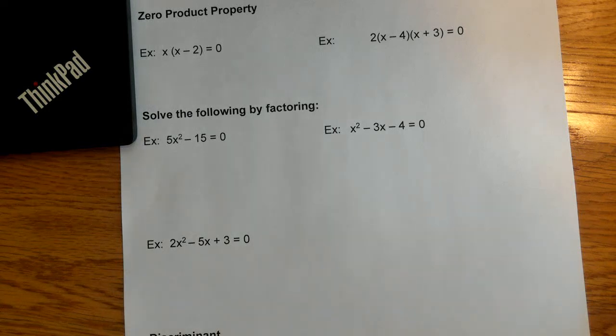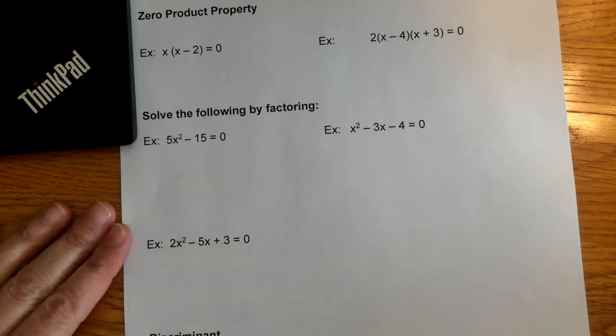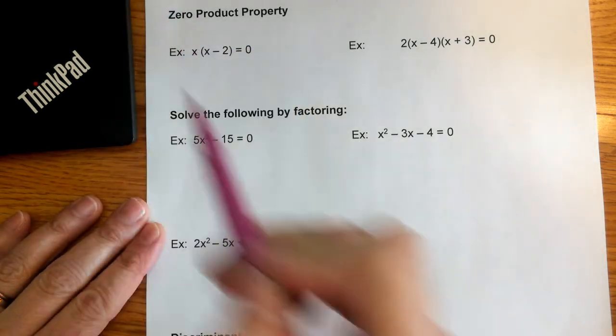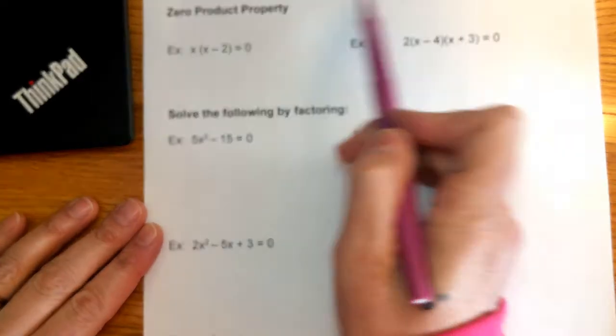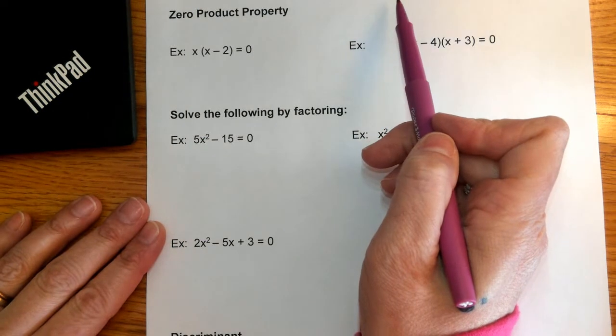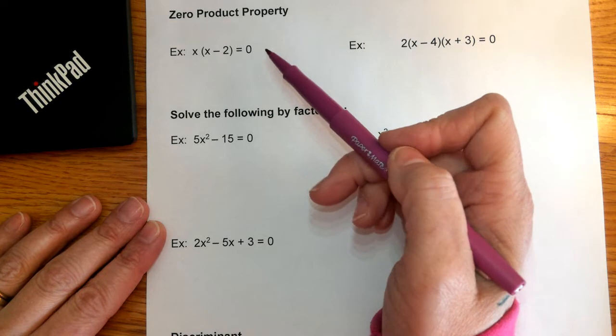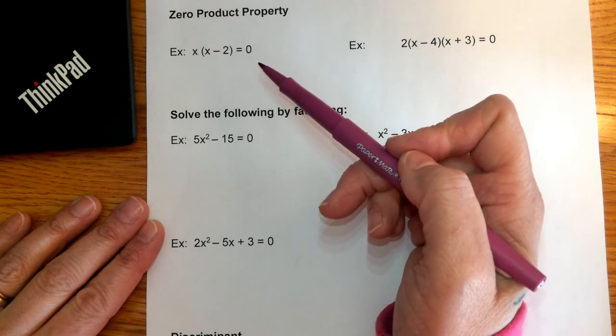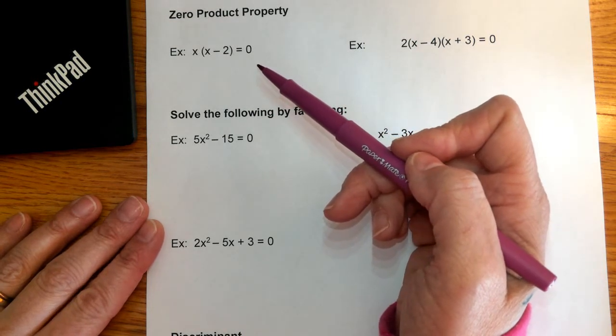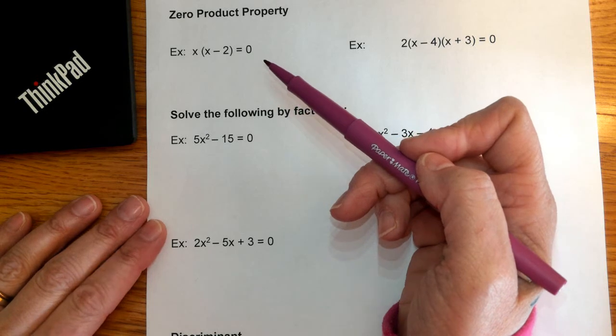Today we are starting a new unit, Solving Quadratics, All Methods. That's what SQAM stands for. And we are going to start by doing it by factoring. I'm going to remind you about the zero product property. What that means is when things are factored, you can set each factor equal to 0 and solve.